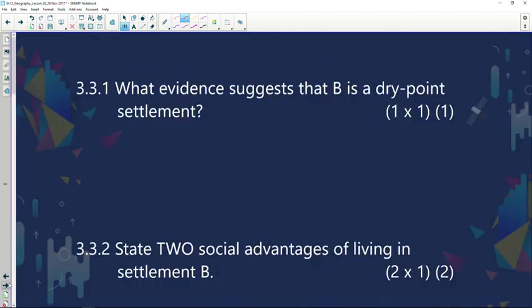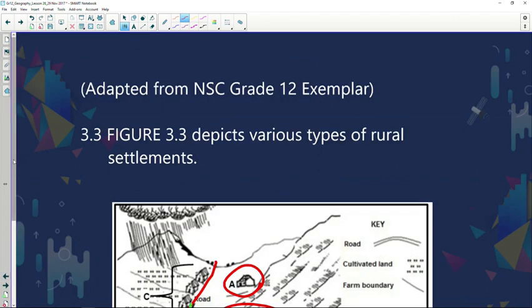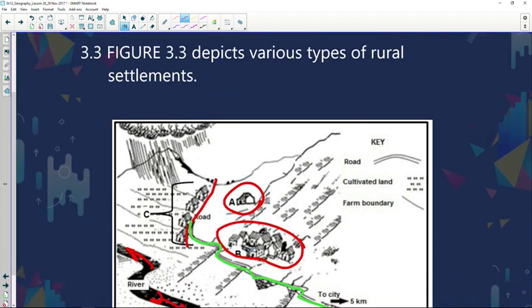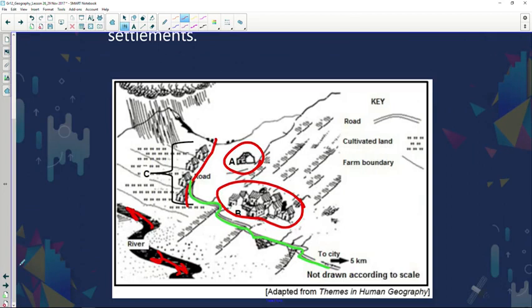The first question: what evidence suggests that B is a dry point settlement? Let's quickly have a look at B. Where is B? As you can see, there's B, there's the river. Now what is a dry point settlement? It's usually on a high-lying area because when the river is in flood, they do not live in a floodplain. As you can see, they live quite far away from the river, and that's because they want to stay dry. That's why we refer to it as a dry point settlement.